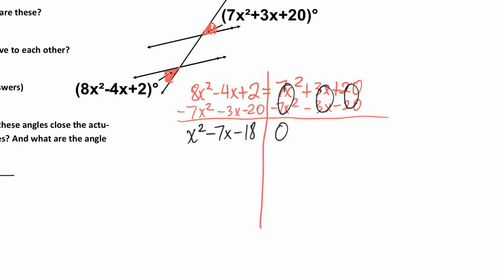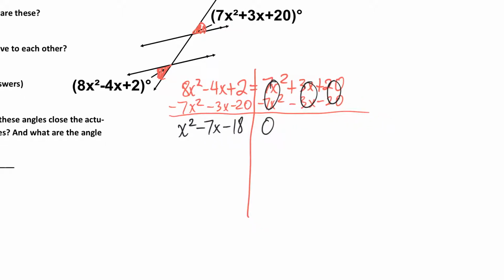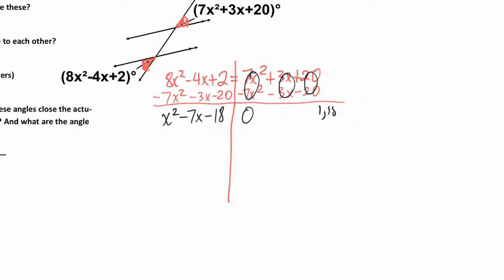All right. Now, same thing. I need factors of negative 18 that add up to negative 7. So 1 and 18, 2 and 9, 3 and 6. I think that's all of them. So which of those pairs is going to get me to 7?